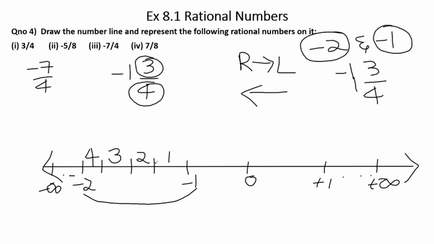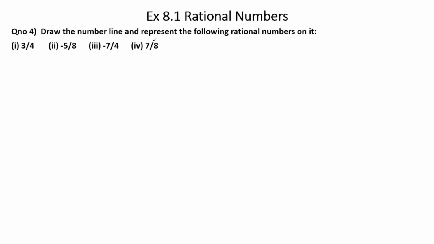This is the first part. This is the second part, and this is the third part. The third part is going to end here. So here you can represent minus 7 by 4. Minus 7 by 4 is nothing but minus 1 3 by 4. Okay, done. Let us solve for the fourth one.